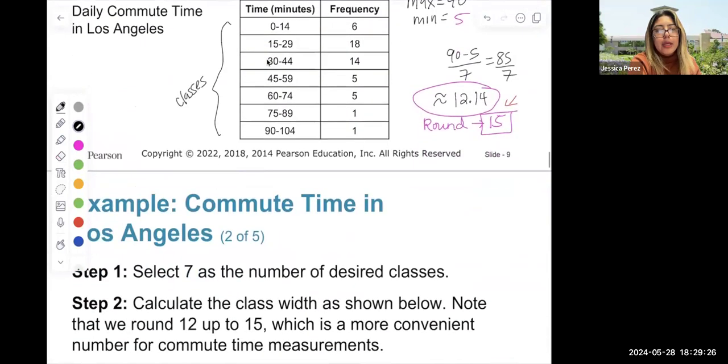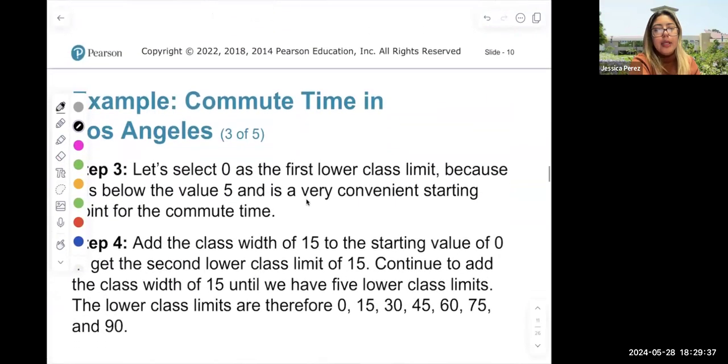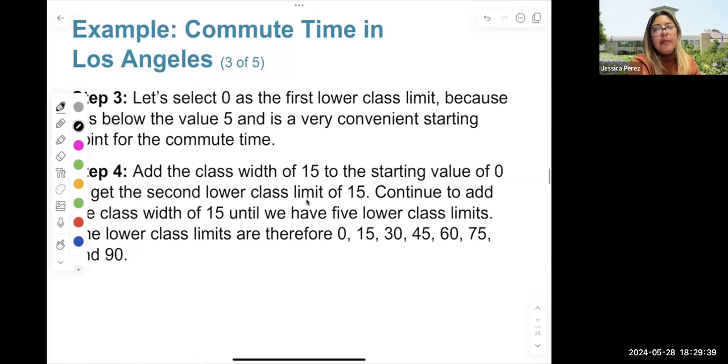Okay. So then there it is. We found this value, 90 minus 5, 12.5. 15 is a convenient number. The lowest would be from 0 because we have a value of 5. So we can have from 0 to 5. And then we have, of course, our class width. So from 0 to 15 to 30 to 45, see how nice these are.